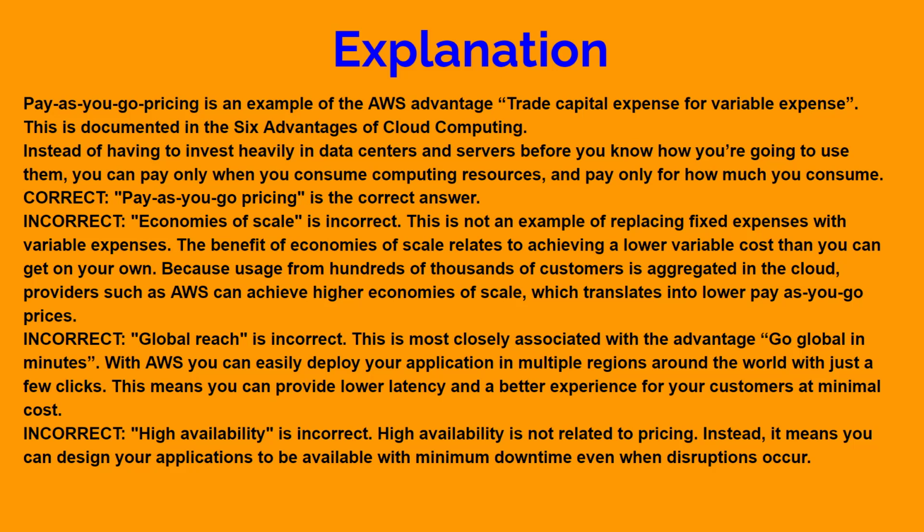Incorrect. Global reach is incorrect. This is most closely associated with the advantage, go global in minutes. With AWS you can easily deploy your application in multiple regions around the world with just a few clicks. This means you can provide lower latency and a better experience for your customers at minimal cost. Incorrect. High availability is incorrect. High availability is not related to pricing. Instead, it means you can design your applications to be available with minimum downtime even when disruptions occur.